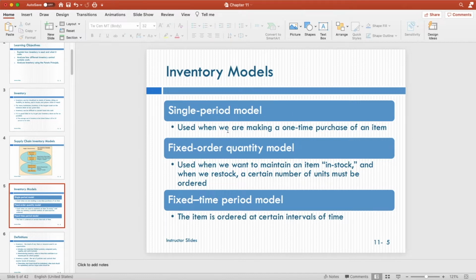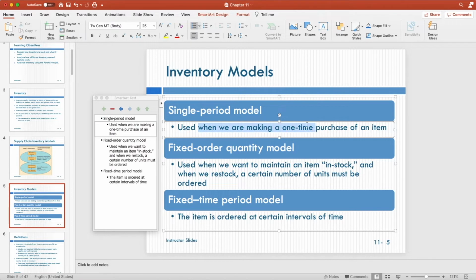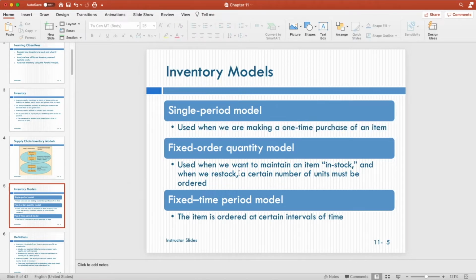So that's why you see this is used when we're making a one-time purchase of an item. That's it. But in a multi-period model, since each time your order behavior will affect the next period, using the fixed order quantity model and the fixed time period model will give you different results and different situations. That's why we have to consider, in one specific application, which model is better. That's actually very important.